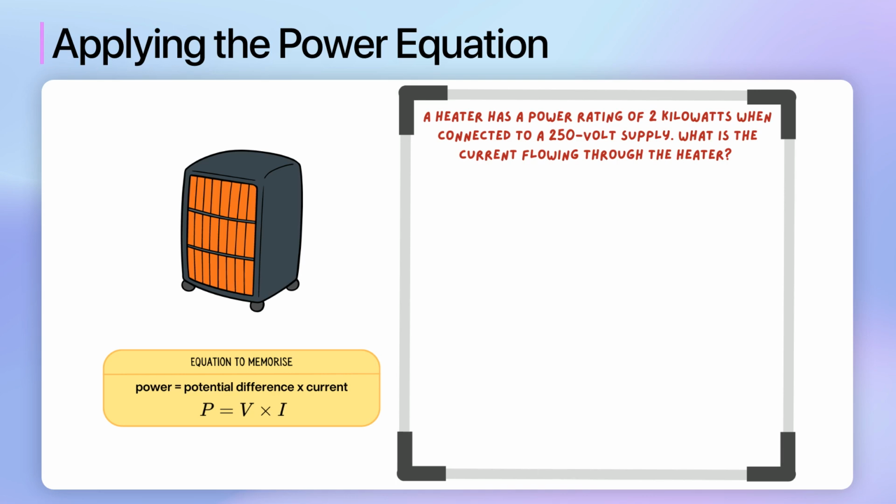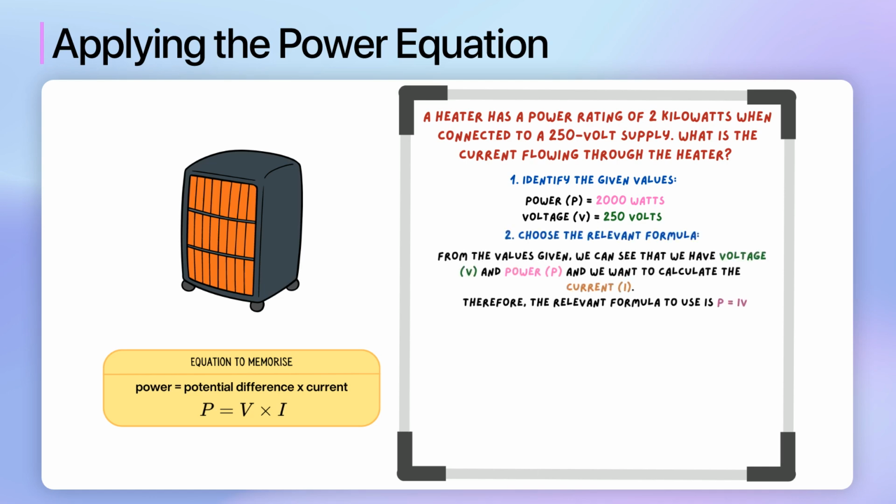What is the current flowing through the heater? Firstly, we need to identify the known values. The power P equals 2000 watts and the voltage V is 250 volts. From the values given, we can see that we have voltage, V, and power P, and we want to calculate the current I. Therefore, the relevant formula to use is P equals IV. Next, we need to rearrange the formula to solve for current. This gives us I equals P over V.